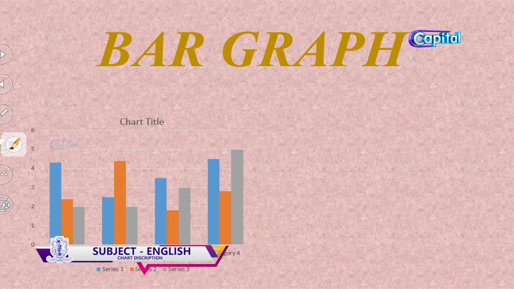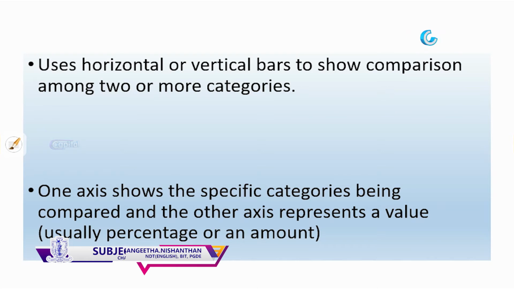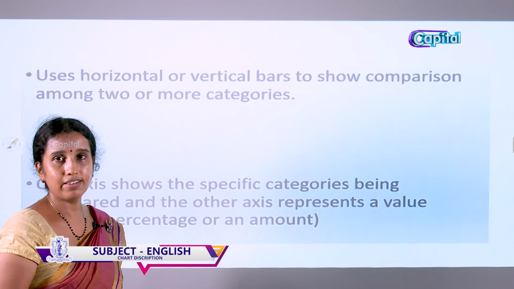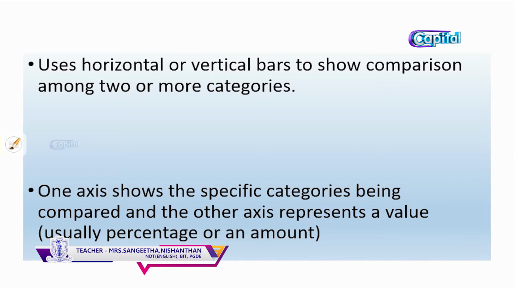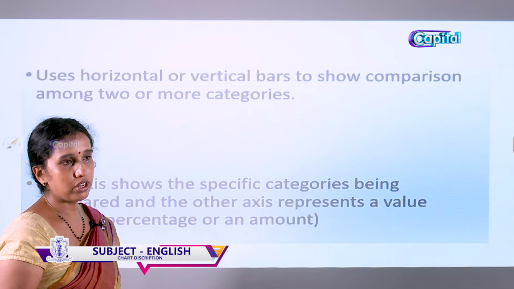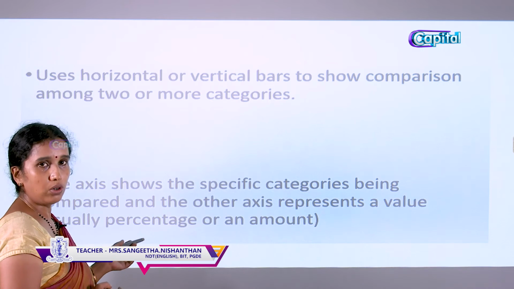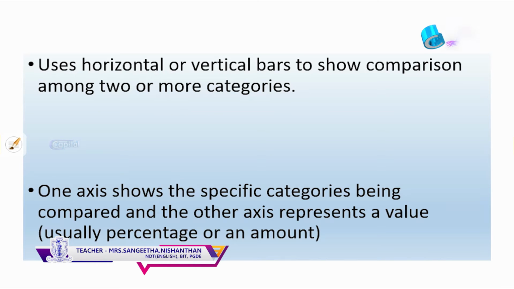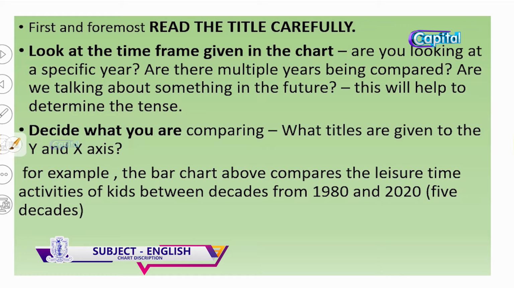Let us go through. The first one is the bar graph. It is a graph with an x-axis, a y-axis and columns, using a horizontal or vertical axis. The horizontal axis is called the x-axis and the vertical axis is called the y-axis, to show comparison among two or more categories. One axis shows the specific categories being described. Mostly the x-axis shows the specific categories and the number or the percentage is shown on the y-axis. The y-axis usually shows the percentage or the amount in numbers, right?